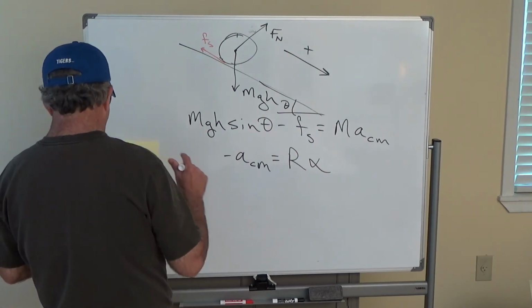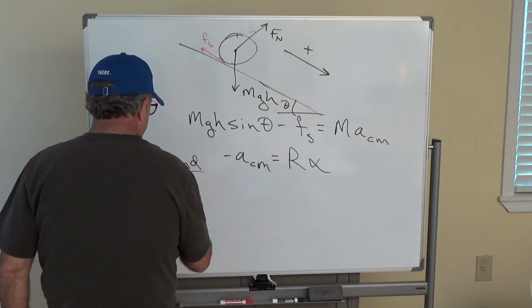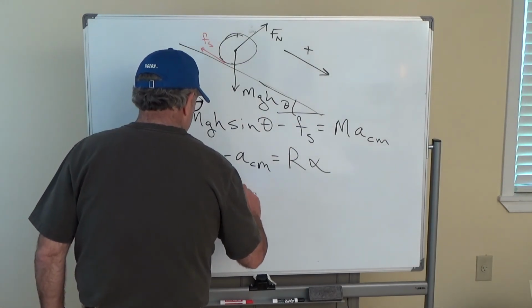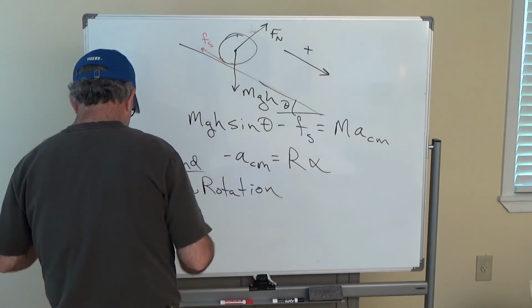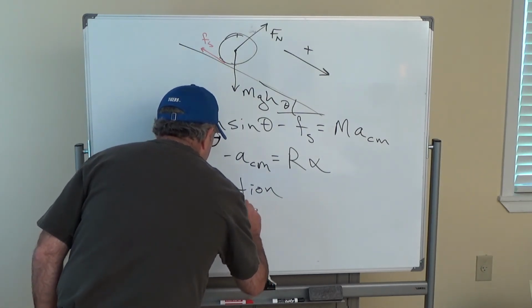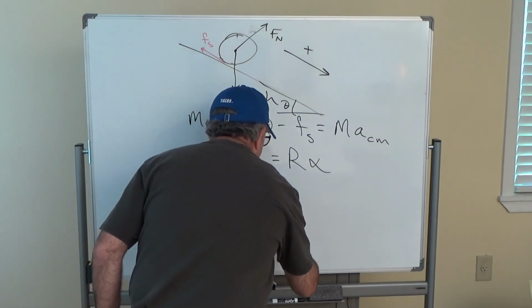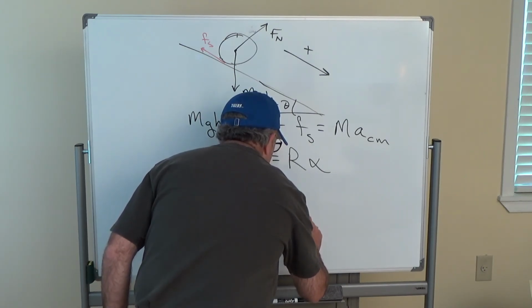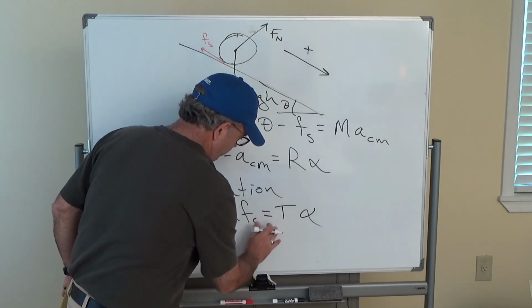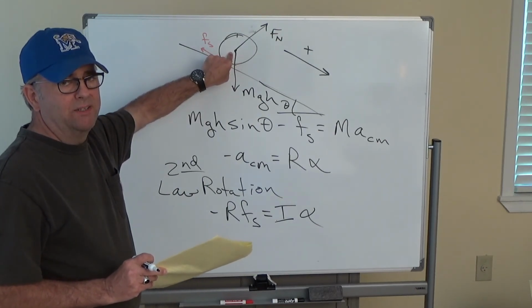So the second law for rotations, we'll need this in a minute, is minus R Fs, that's the torque, and that equals I alpha. That's the moment of inertia of this object about its center of mass.